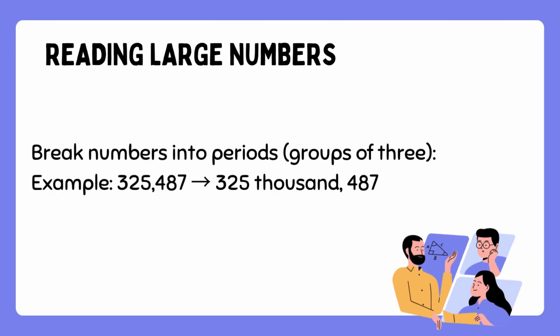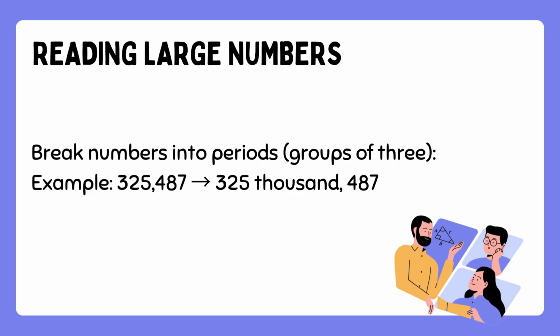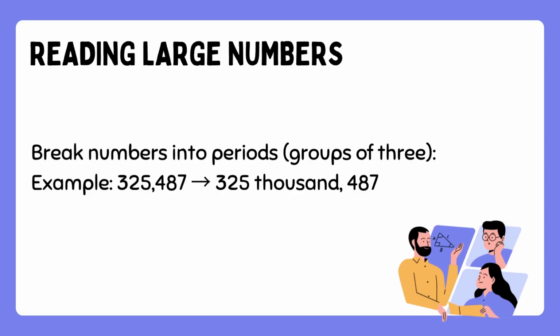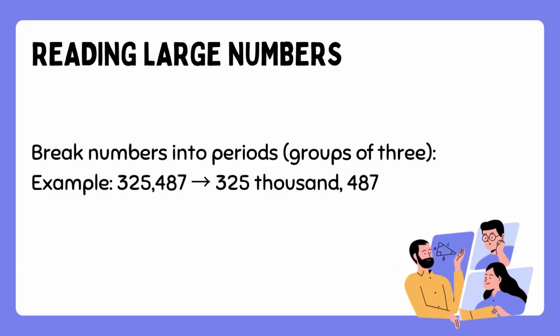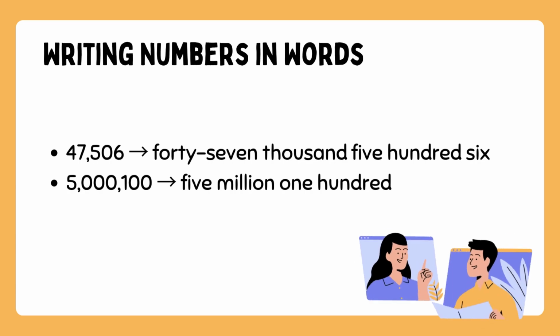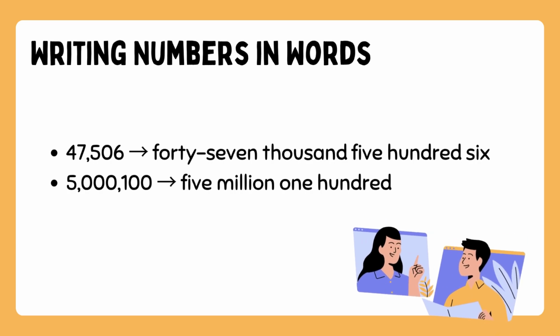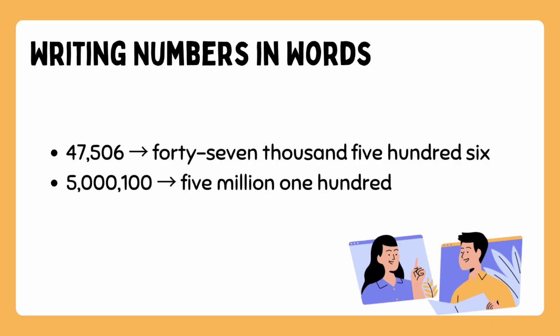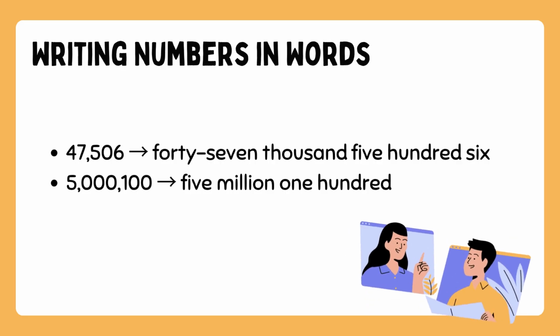We read numbers in groups of 3 digits called periods. For example, 325,487 is read as 325,487. When writing numbers in words, remember, use commas for separation but no "and" unless indicating decimals. Write clearly to show each period's value.